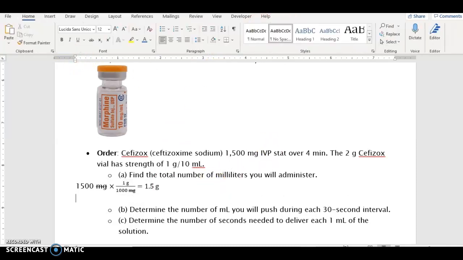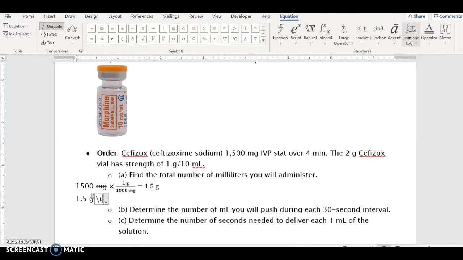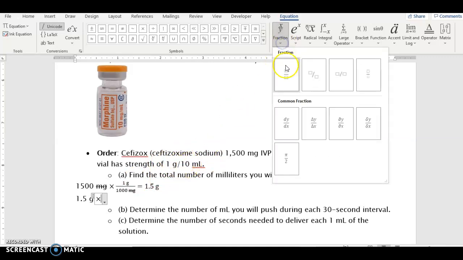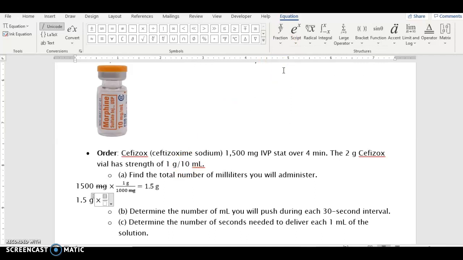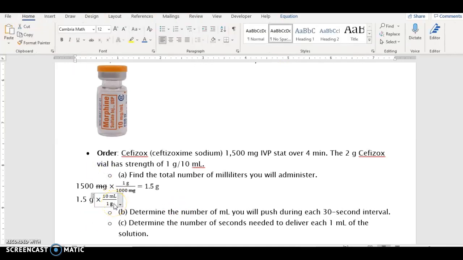Alright, so now we're going to take the 1.5 grams and multiply by the reverse of the strength. What I mean by that is you're going to flip it over so that the milliliters are on top and the grams are on the bottom. The way the strength is expressed, the 1 gram is on top and the 10 milliliters on the bottom, so we're going to flip that around. So you have 10 milliliters on top and 1 gram on the bottom. We're going to multiply by 10 over 1.